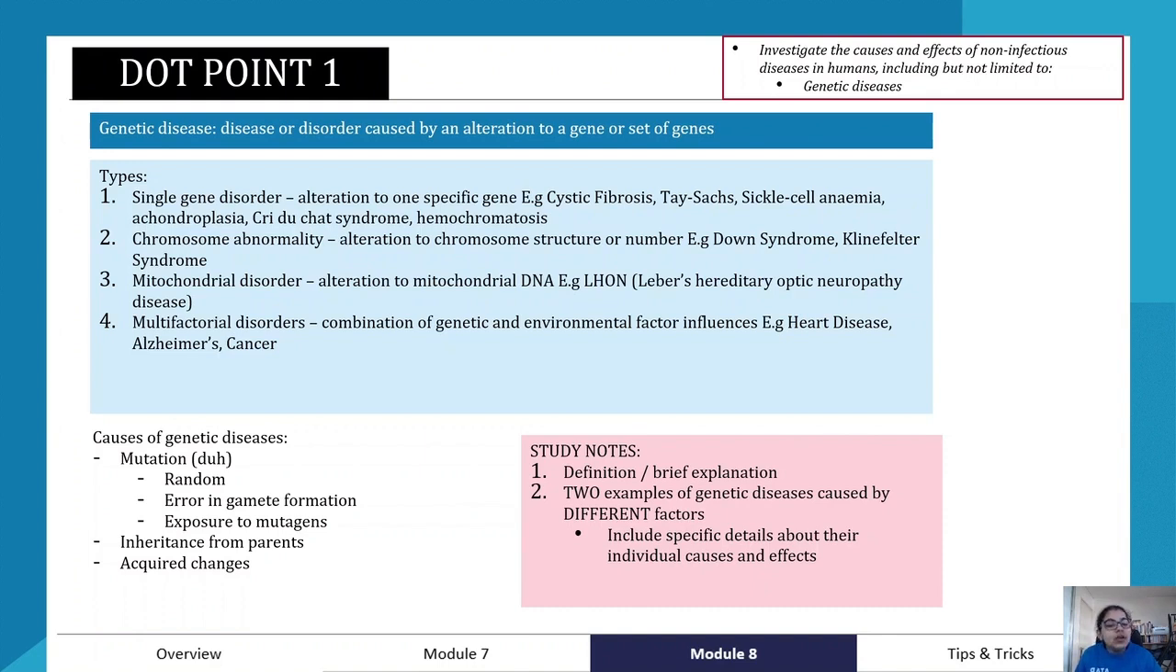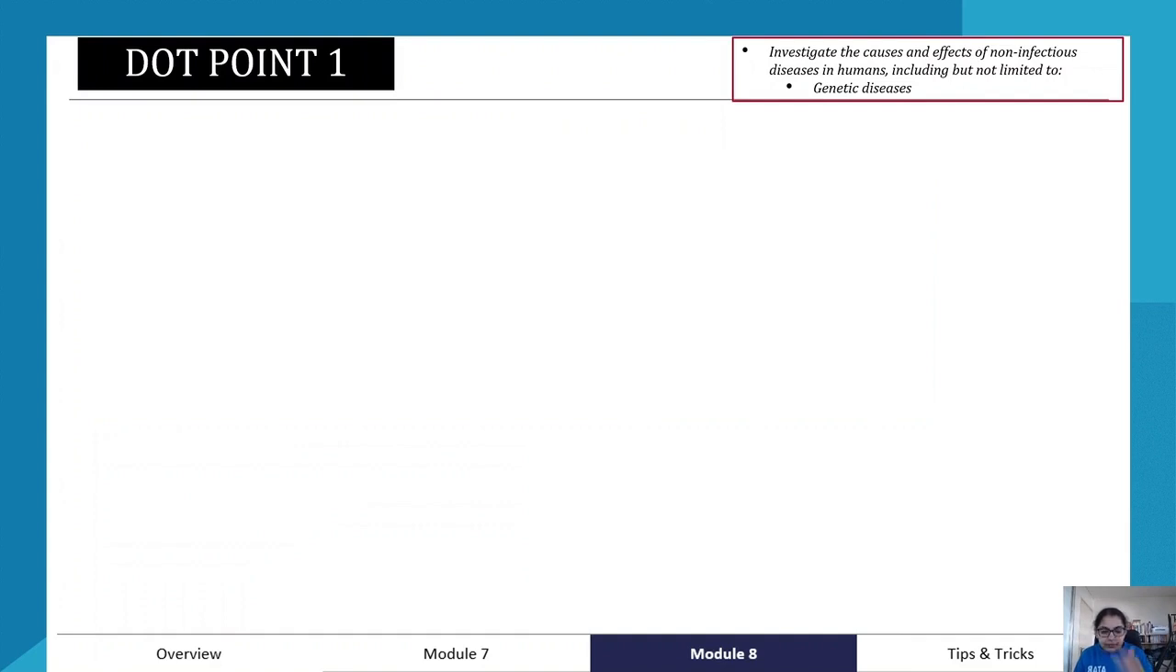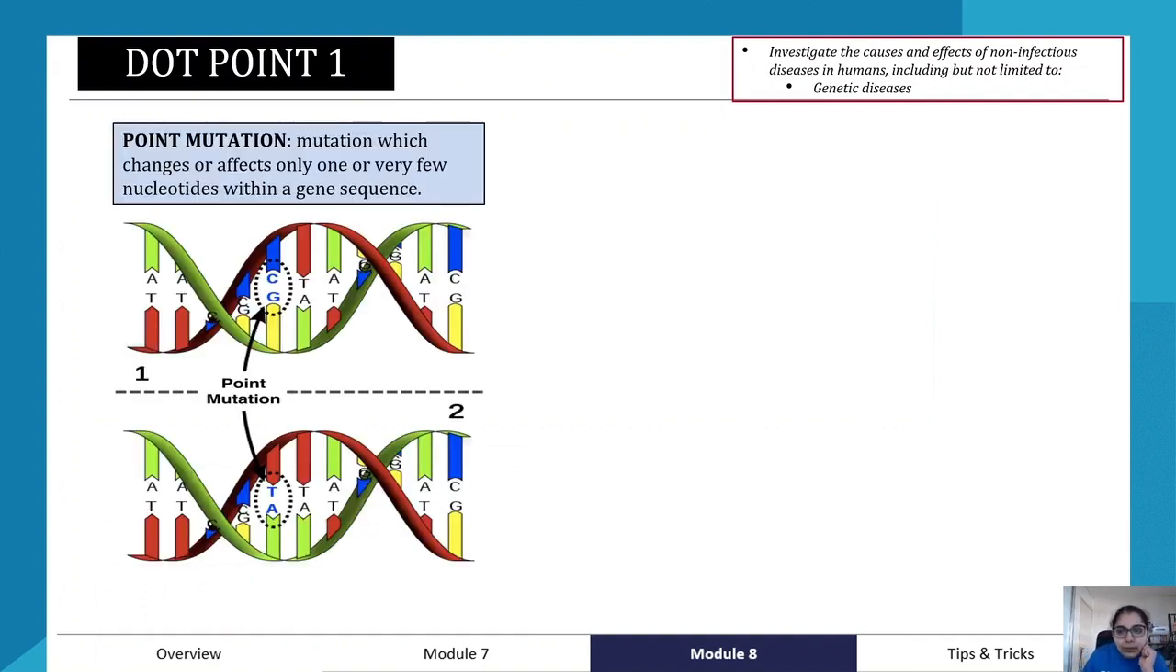So, in your study notes, have a definition and a brief explanation of each. What is a single gene disorder? What is chromosomal abnormality? And give 2 examples of genetic diseases that are caused by the different factors, and include specific details about the individual causes and effects of the disease.